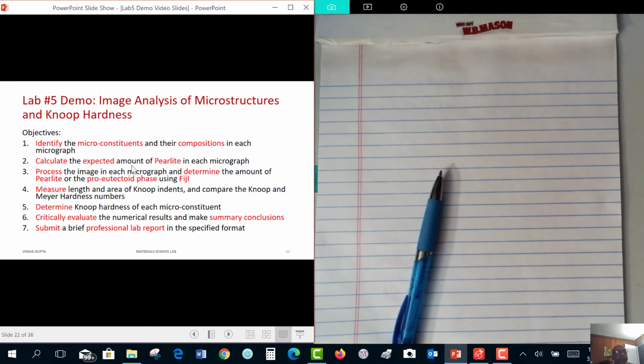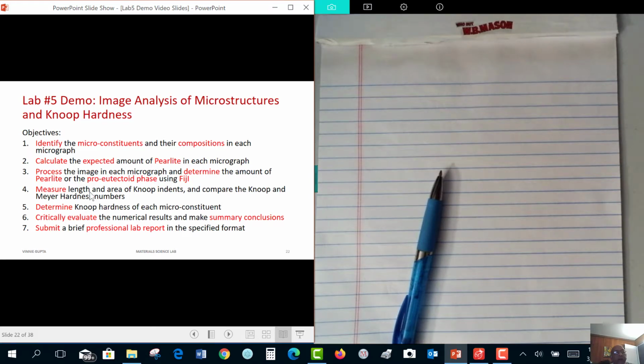So here are our specific objectives. We are going to identify the microconstituents and their compositions in each micrograph. We are going to calculate the expected amount of pearlite in each micrograph and compare it to the calculated amount. We are going to process each image and determine the amount of pearlite.